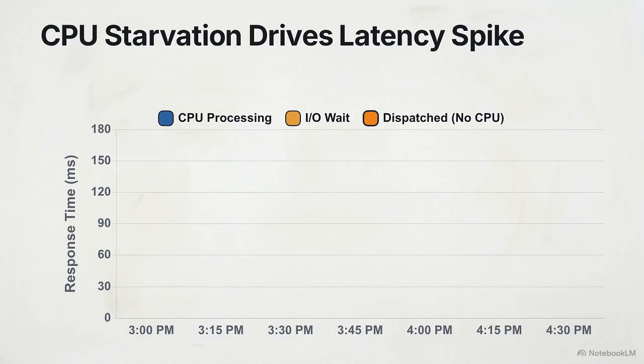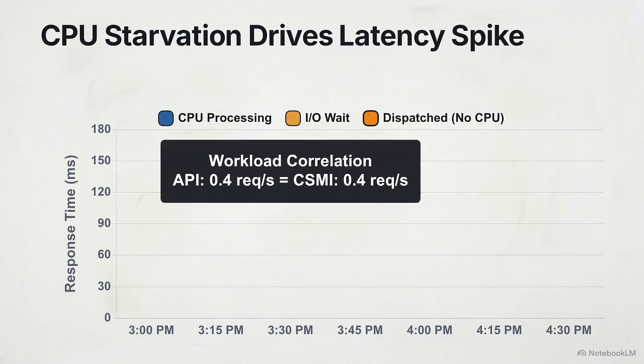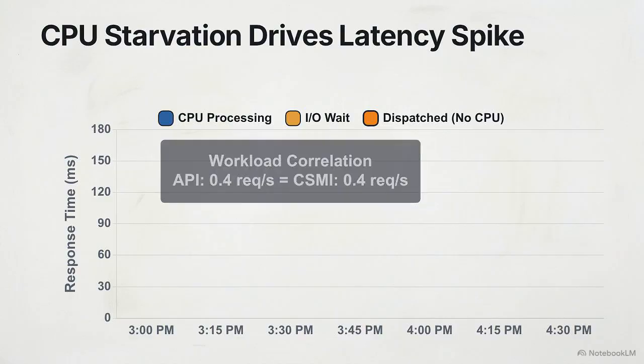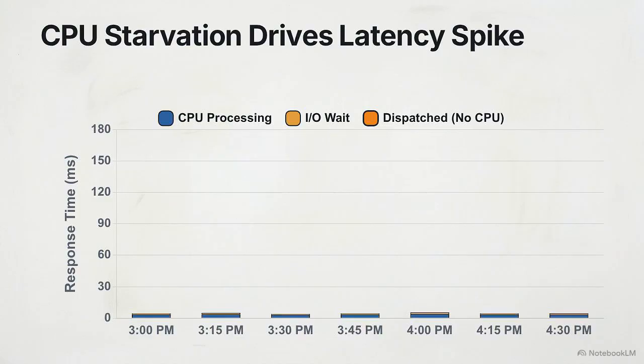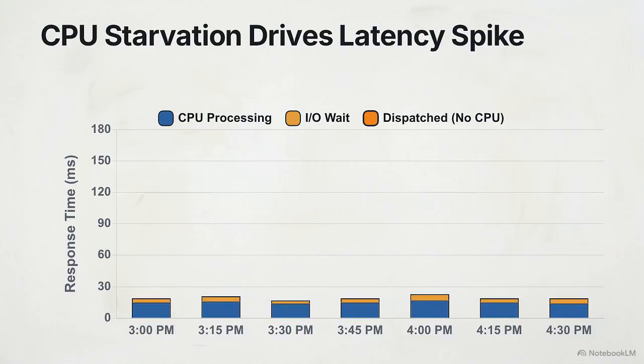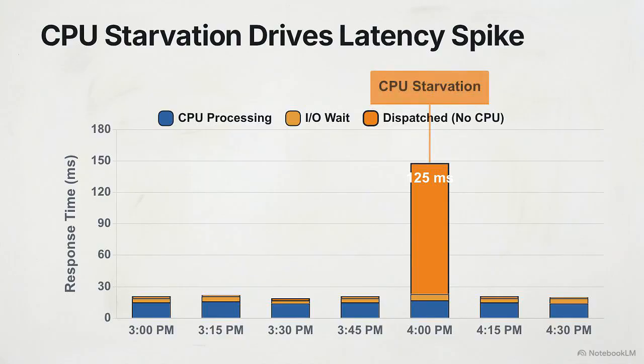This comparison maps the incoming API request rate against the CICS CSMI transaction rate. They match perfectly at 0.4 requests per second, confirming this CICS transaction exists solely to service this API. Filtering the CICS performance data exclusively for the CSMI transaction displays its specific response profile during the 4 p.m. interval. The profile highlights a massive expansion in the metric tracking time spent dispatched but not using CPU.